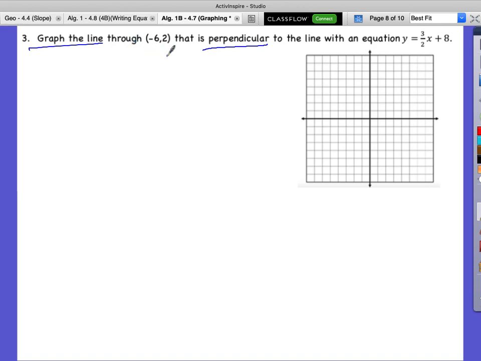So what are we going to do with this point, -6,2? Plot it, right? So we're graphing a line through the point -6,2. Our first thing to do is going to be plotting that point. We have to have a starting point. 1, 2, 3, 4, 5, 6 to the left, and 1, 2 up.